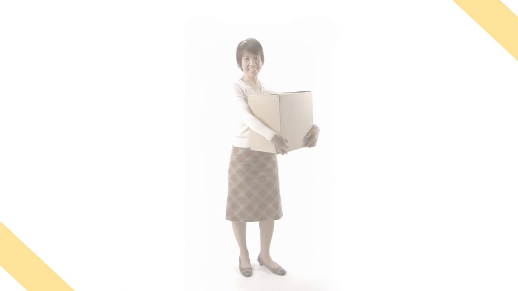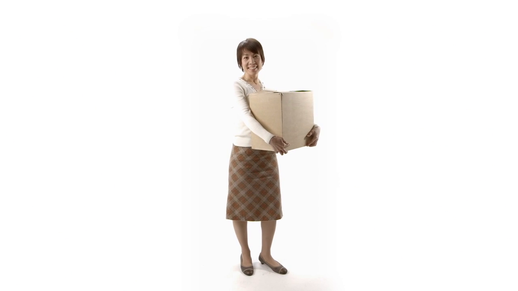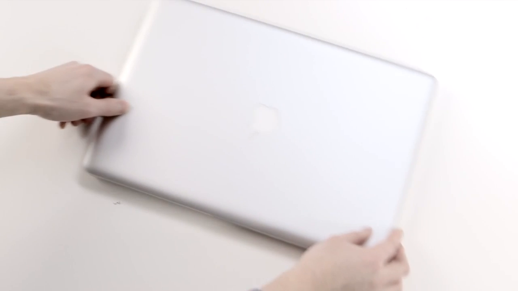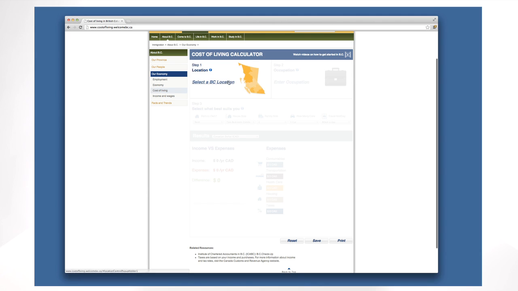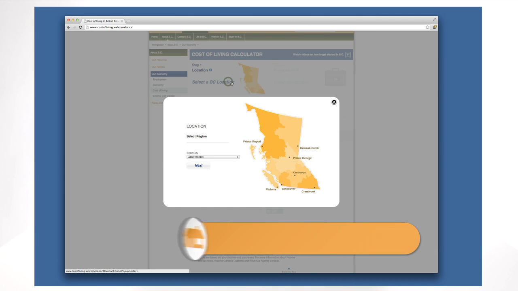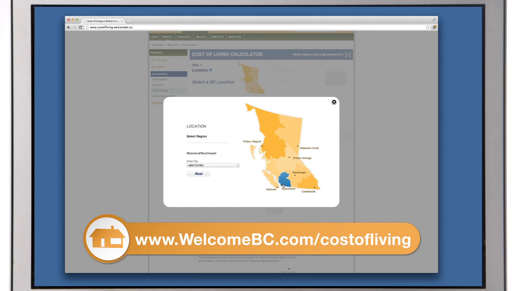When you come to BC, you'll need to decide what type of housing you want to live in. Welcome BC's Cost of Living Calculator can help you get a sense of rental and home purchasing costs for the area you will live in.